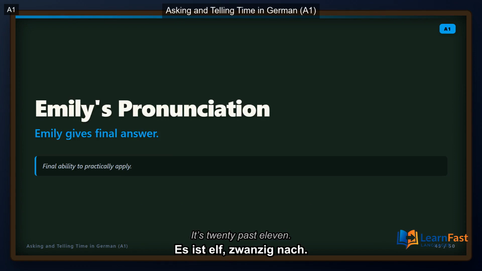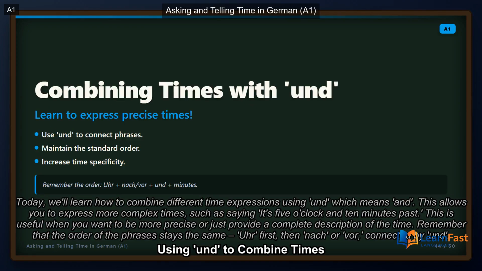Es ist 11:20 nach. Today, we'll learn how to combine different time expressions using und, which means and. This allows you to express more complex times, such as saying it's 5 o'clock and 10 minutes past. This is useful when you want to be more precise or just provide a complete description of the time.